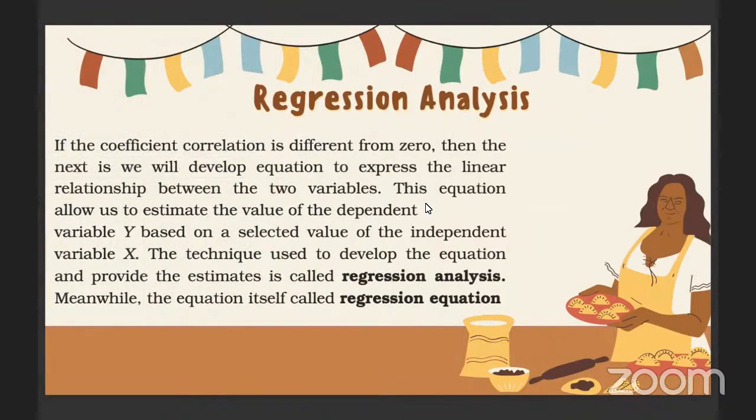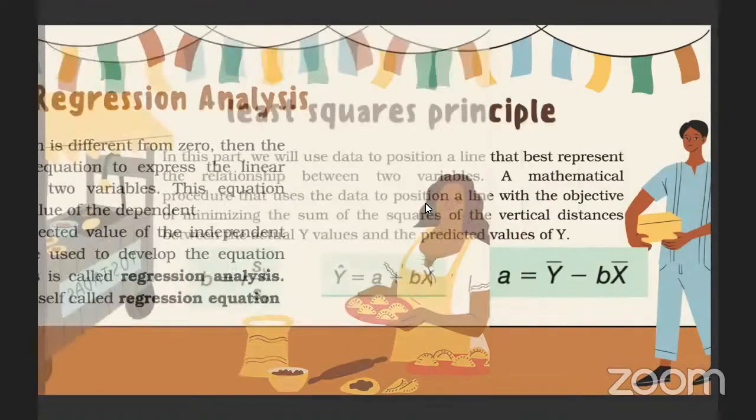Next is the regression analysis. If the correlation coefficient is different from 0, then we will develop an equation to express the linear relationship between the variables x and y. This equation will allow us to estimate the value of y based on the selected value of x that we input into the equation. The technique to develop the equation and provide estimates is known as regression analysis, and the equation is called the regression equation.